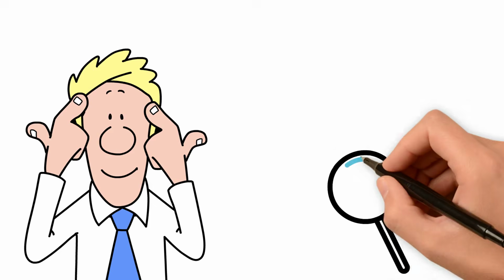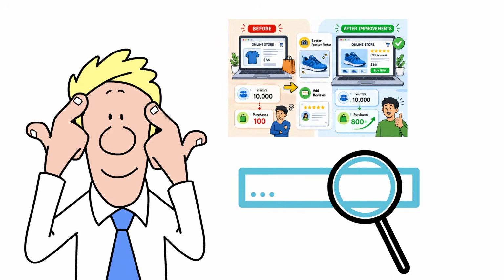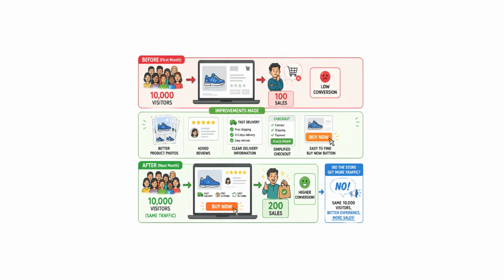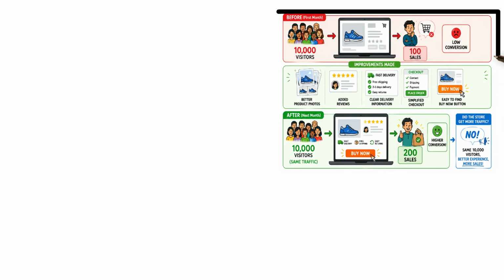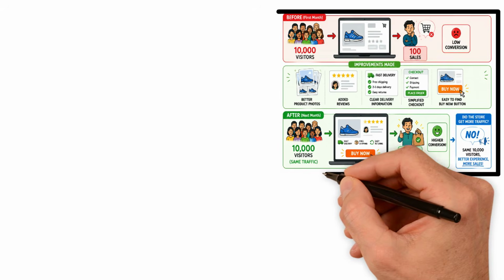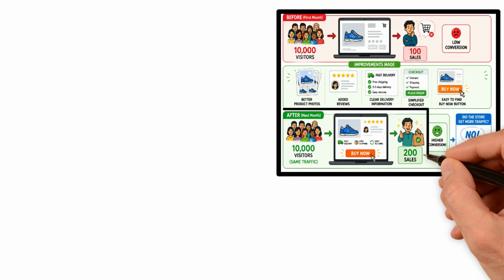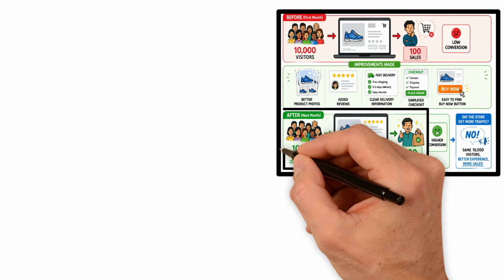Imagine an online store gets 10,000 visitors in 1 month. Only 100 people buy. The store then improves its product photos, adds reviews, shows delivery information clearly, simplifies checkout, and makes the Buy Now button easier to find. The next month, the same 10,000 visitors create 200 sales.